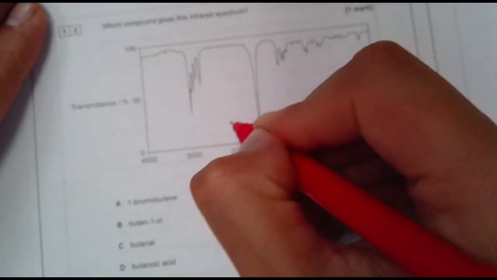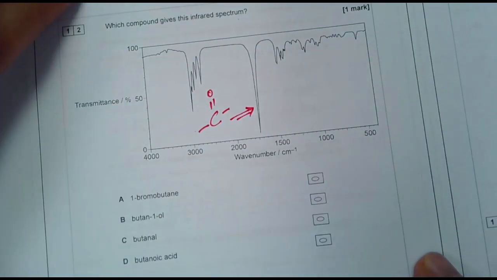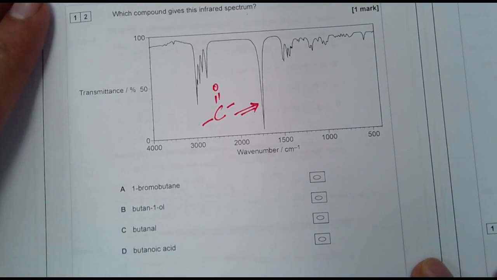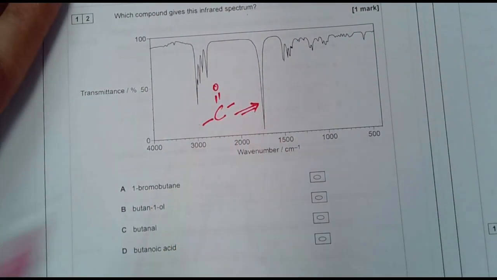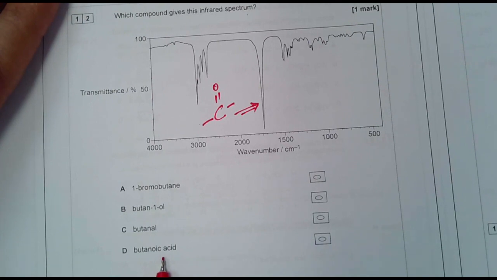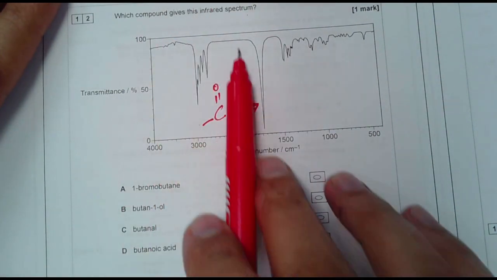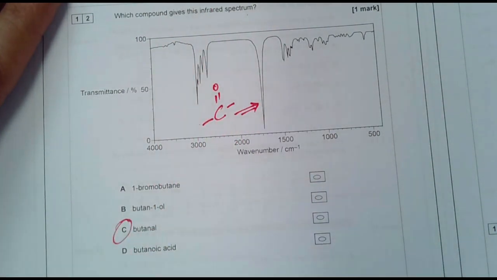Now there's a peak here. This peak is always for this. This peak is for the carbonyl compound. Now, do I have a carbonyl compound in this one? No. Do I have a carbonyl compound here? No. Do I have a carbonyl compound here? Possibly yes, in butanoic acid. But for a butanoic acid, this will be a little bit bigger. Okay, so in this case, the only option that is true is C.